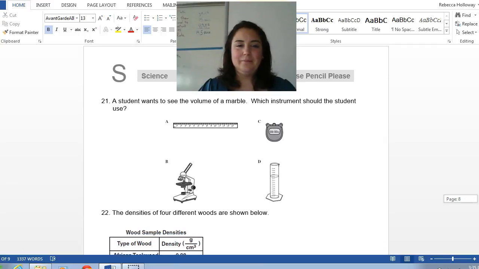Number 21. A student wants to find the volume of a marble. Which instrument would the student use? Looking at A, B, C, and D, a student wants to find the volume of a marble. Which instrument would the student use?